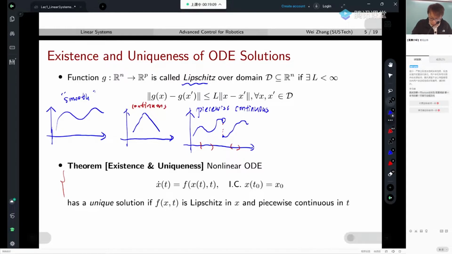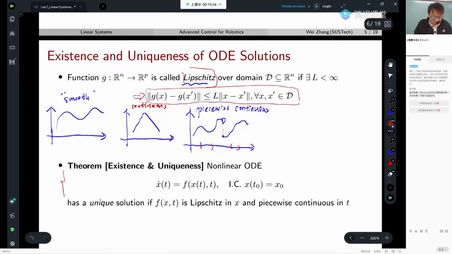Okay. Now let's look at another definition, which is called Lipschitz continuous. What does this mean? You should be able to see what it means from the math. Can you read this equation? Does this equation make sense to you? A function g is called Lipschitz over domain D if there exists a finite L such that this inequality holds. I won't read this equation, but does this make sense to you?